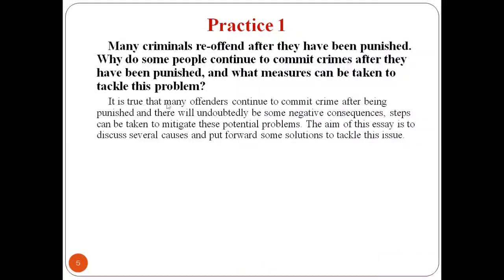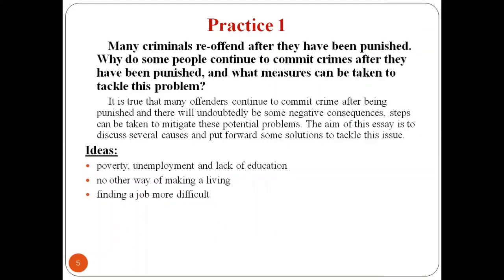So it is true, or you can say it is undoubted, that many offenders continue to commit crime after being punished. Offenders is the synonym of criminals. There will undoubtedly be some negative consequences, so steps can be taken to mitigate these potential problems. So this is the paraphrasing. Then: the aim of this essay is to discuss several causes. For this question, we will generalize our answer, several causes, and put forward some solutions to tackle this issue in body paragraphs. So what are the arguments for the body paragraphs?